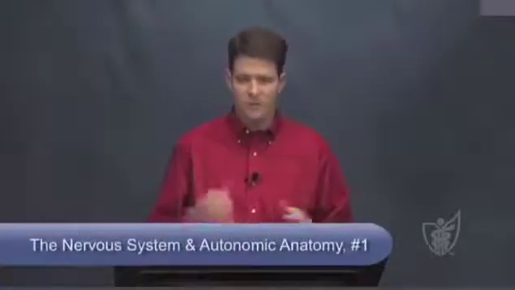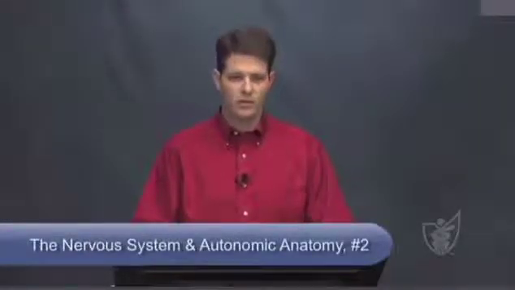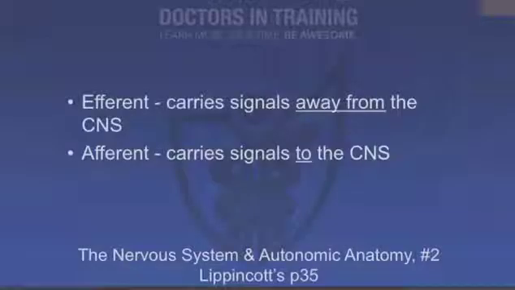So first we need to talk about the central nervous system versus the peripheral nervous system. Now this is purely structural. The central nervous system is the brain and the spinal cord. The peripheral nervous system is basically everything else. The peripheral nervous system is divided into the efferent division and the afferent division. Now the efferent division is taking signals away from the central nervous system, and the afferent division brings signals to the central nervous system.